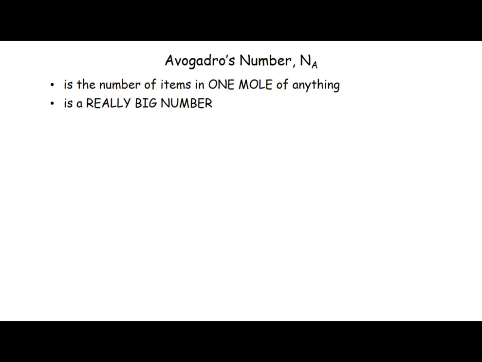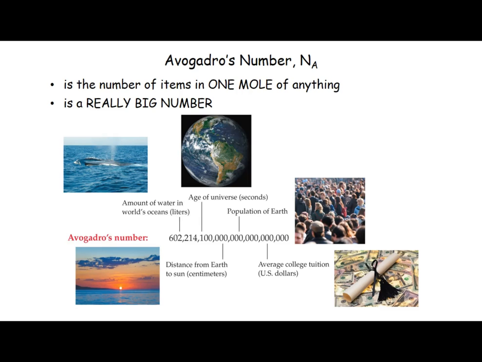It's a really, really large number, and there's an image in your book, which is shown here, which compares the mole, Avogadro's number, to different values, like the age of the universe in seconds. And you can see that a mole, Avogadro's number, is actually 6 orders of magnitude larger than the age of the universe, which is a pretty big number.